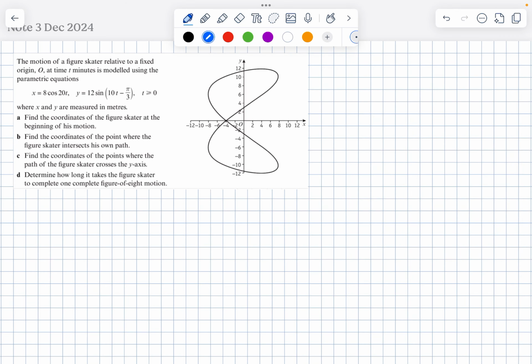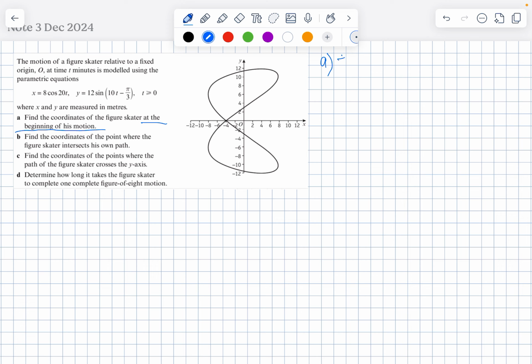Okay, here's another parametric example. This one is a figure skater on ice. We're given x and y in terms of t. We've got to find the coordinates of the figure skater at the beginning of his motion. Well, okay, so what do you know at the beginning of the motion?